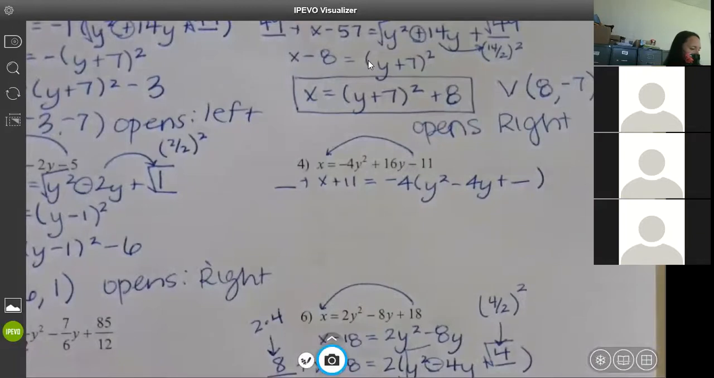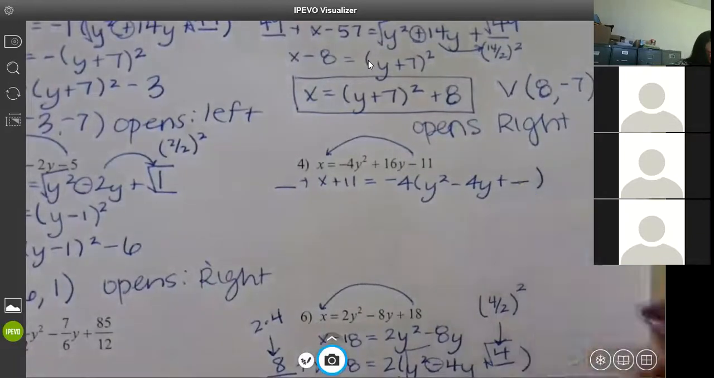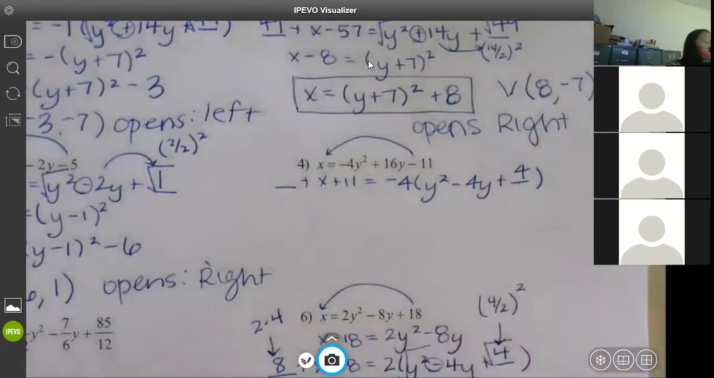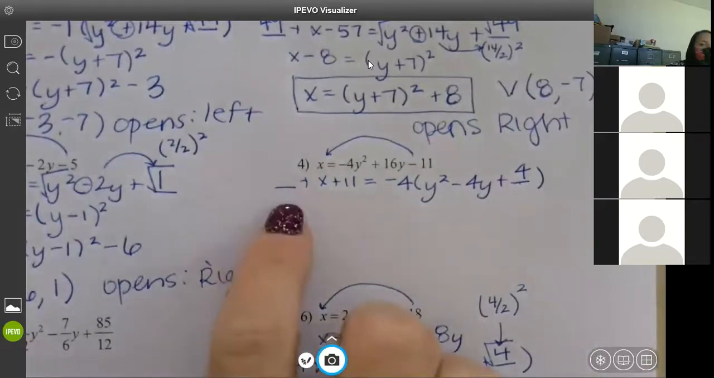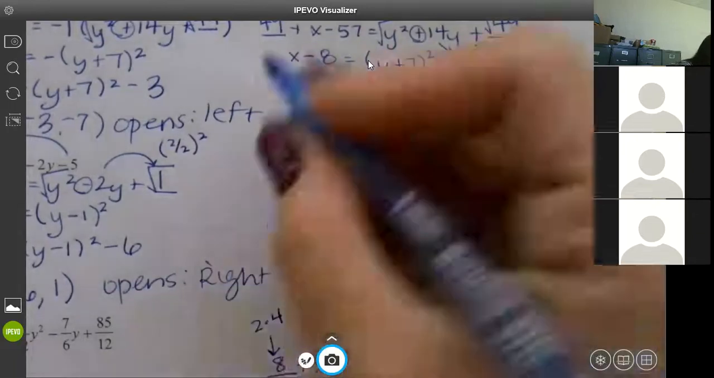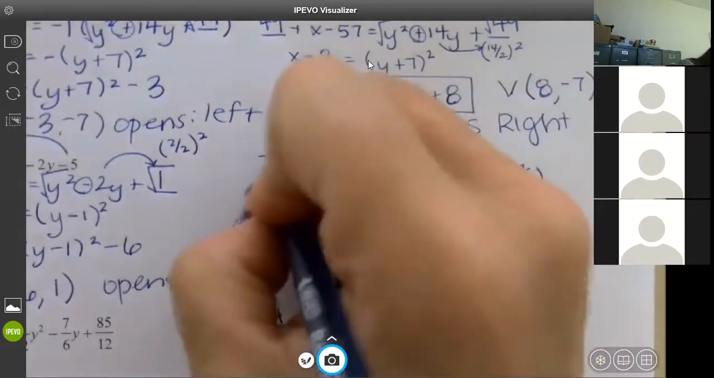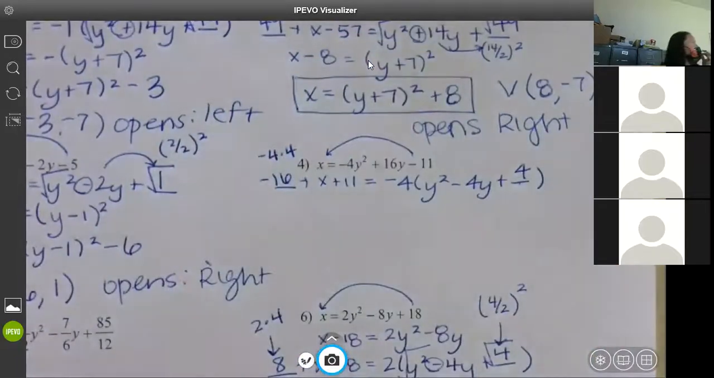What goes in that last blank? This one. A 4. 4 divided by 2 is 2. Squared is 4. What goes in this blank? Be careful. -16. Remember, it's -4 times 4. What you took out times what you put in.